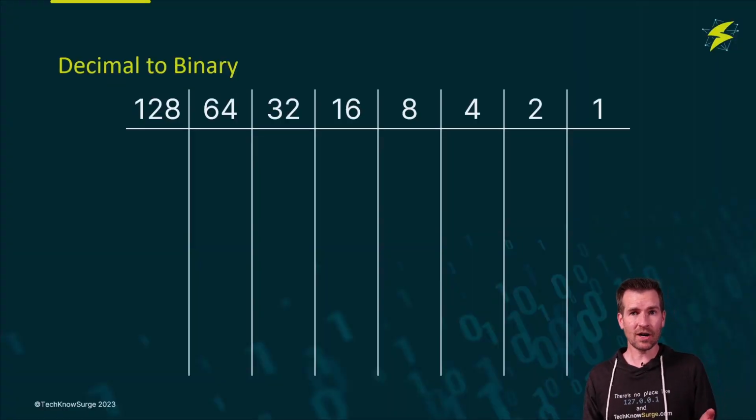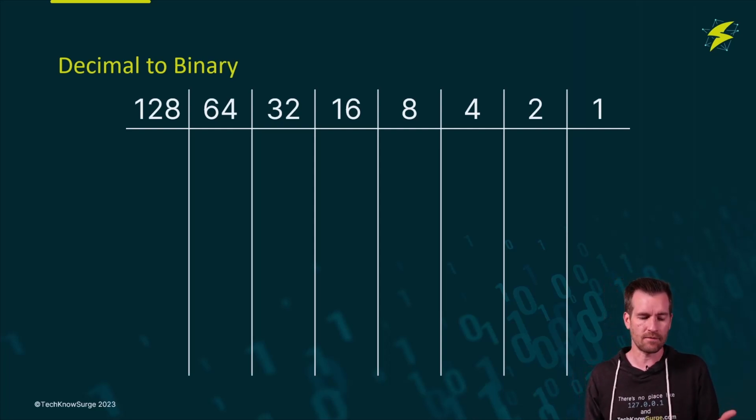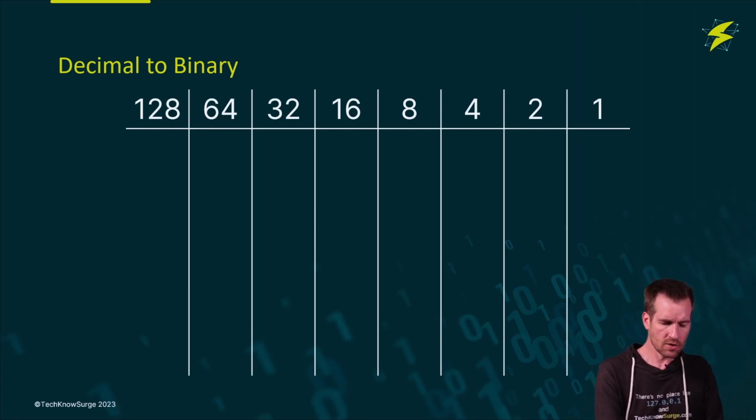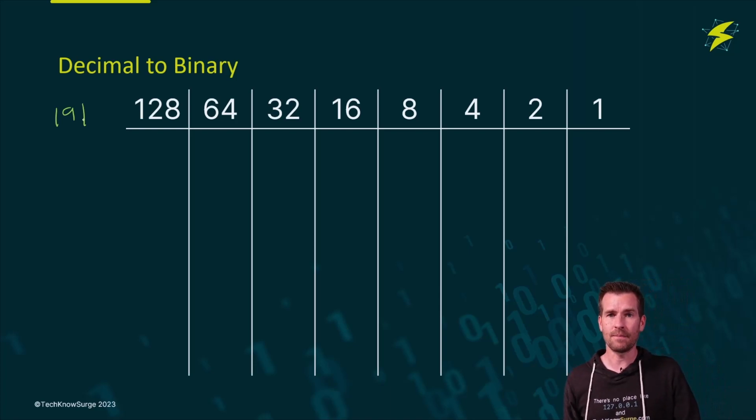All right, I have my chart here. This is what we're going to use. I recommend, at least at the beginning, using the chart to do this conversion. All right, I'm gonna come up with some sort of decimal number. So I'm gonna use the number 191, and we're gonna convert that into binary.